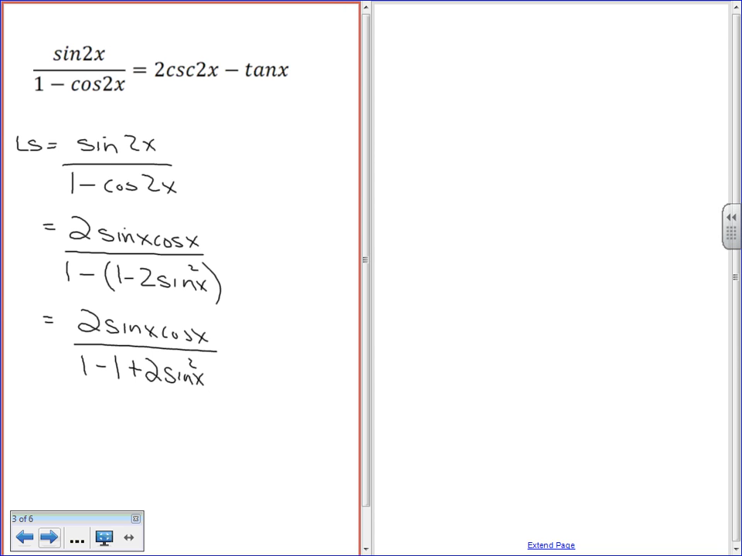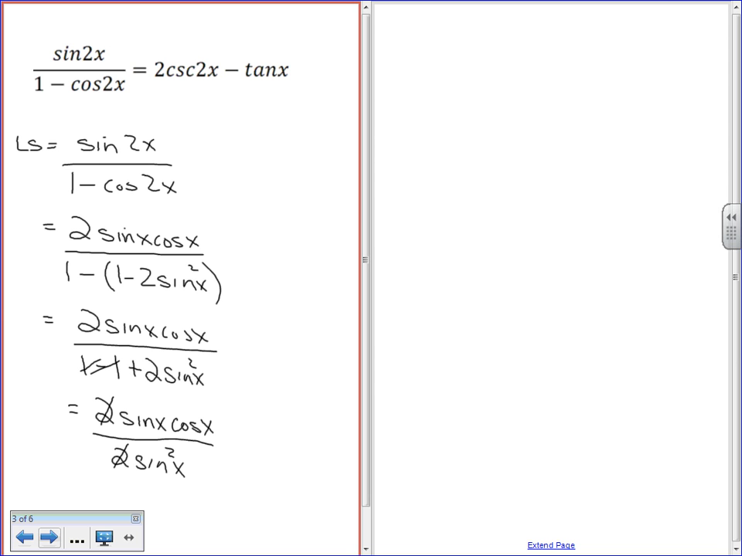So now what conveniently happens, and you should always look to choose, especially with the cosine identity, the one that's going to eliminate your 1, right? Because now 1 subtract 1 is 0, and I don't have to deal with those 1s anymore. And I end up with 2 sine x cos x over 2 times the sine of x squared. And now I'm ready to simplify, because I have one term on the top, one term on the bottom.